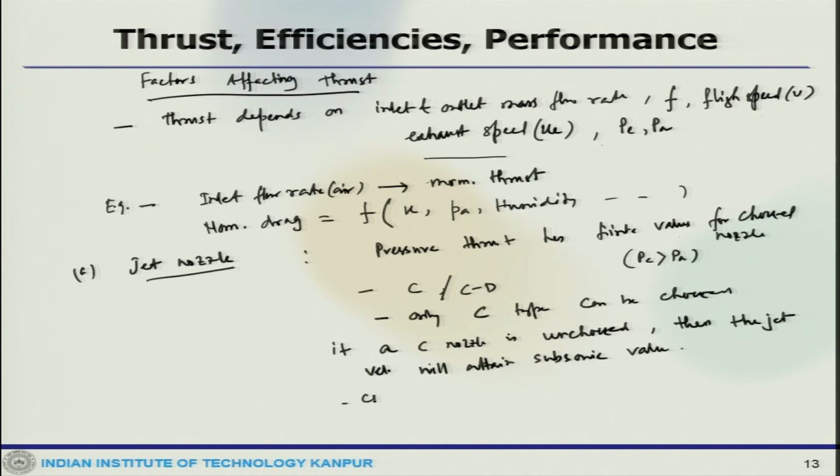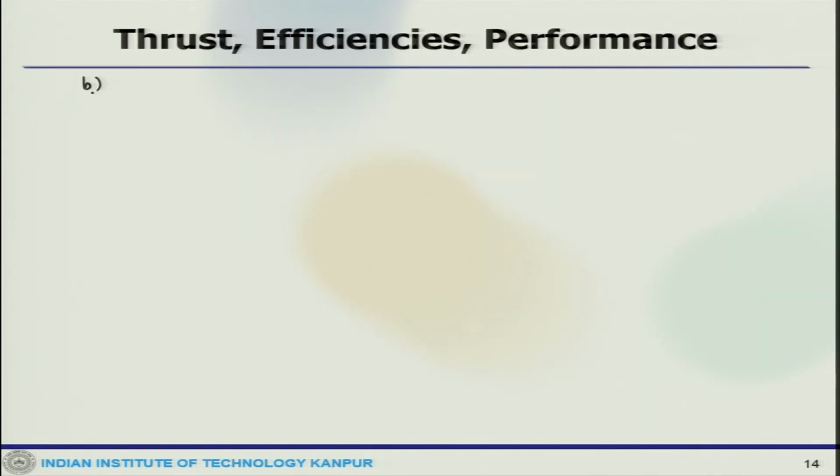and for a CD nozzle the jet speed may attain supersonic values. You will see how these things happen when we talk about these nozzles in the later half of the lecture, but the interested person may look at a compressible flow book for the time being.